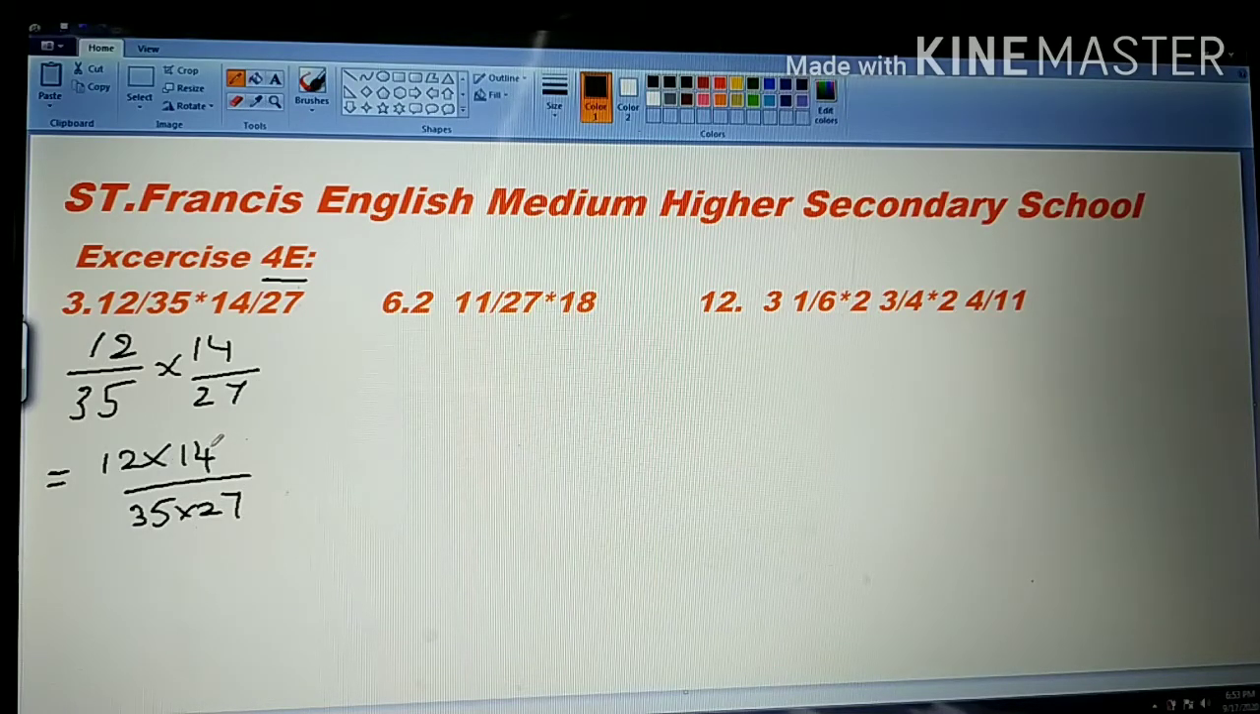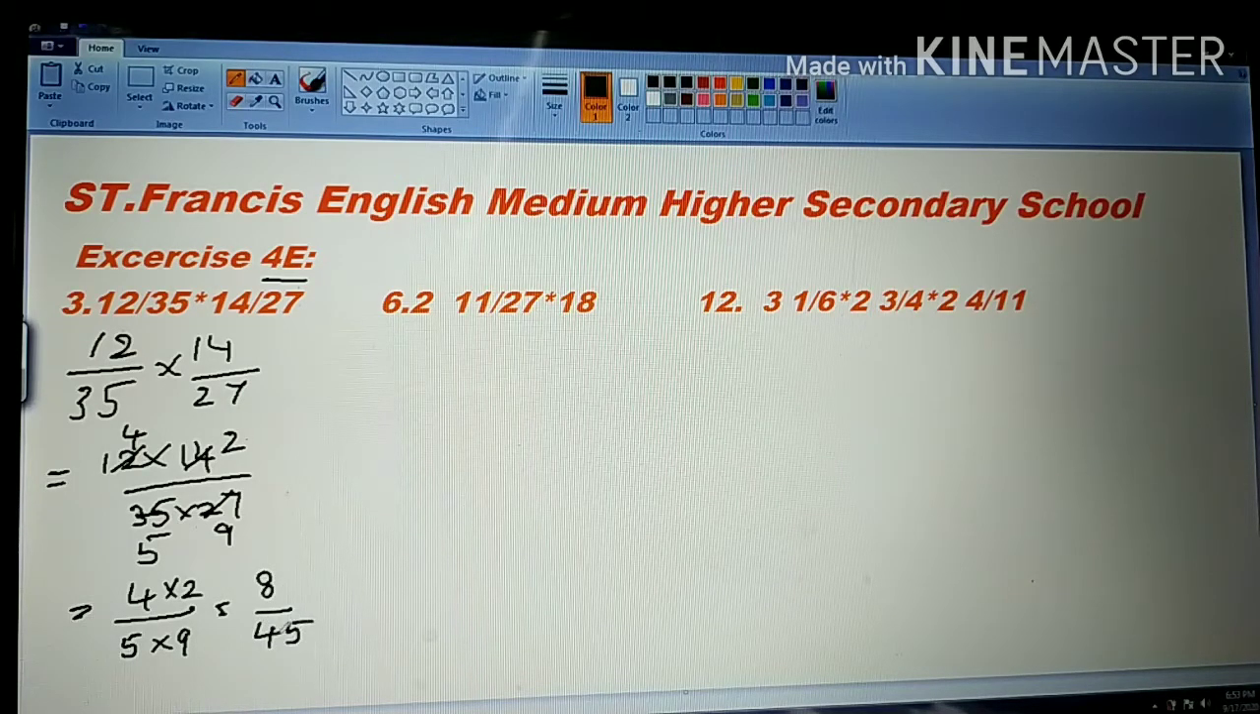See this one. 7 2s are 14, 7 5s are 35. Here 3 4s are 12, 3 9s are 27. The remaining, write down 4 into 2 divided by 5 into 9. What you get here? 4 2s 8, divided by 5 9s 45. 8 by 45. Like that you have to find out answers here. Understood this one? Now see the next one. Sixth problem. See.